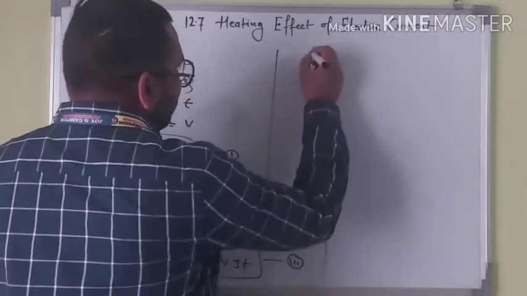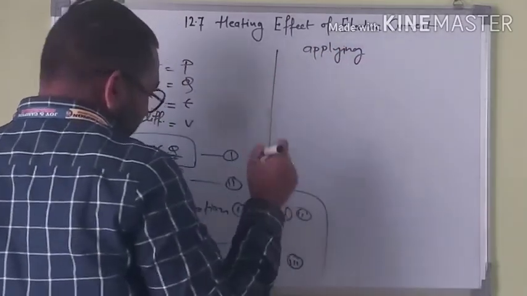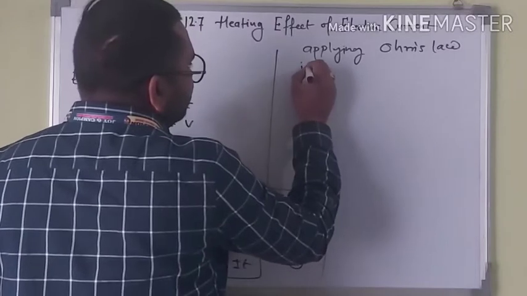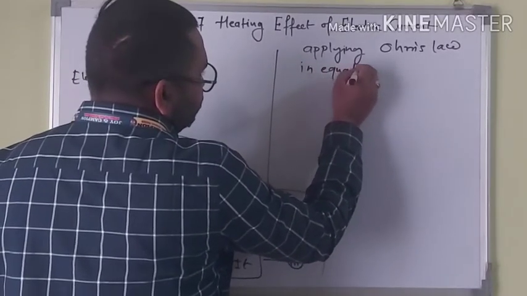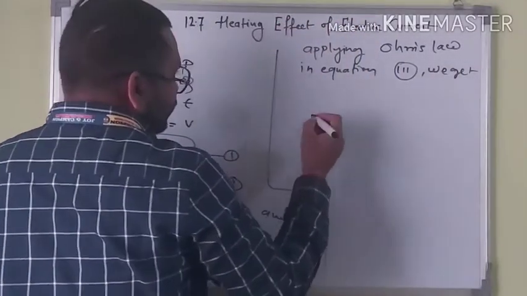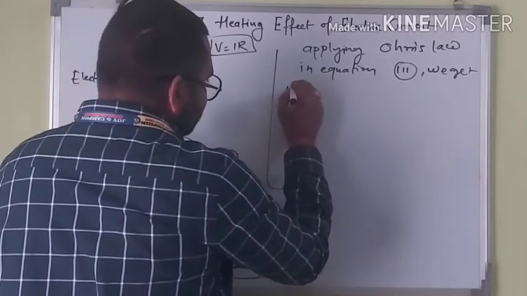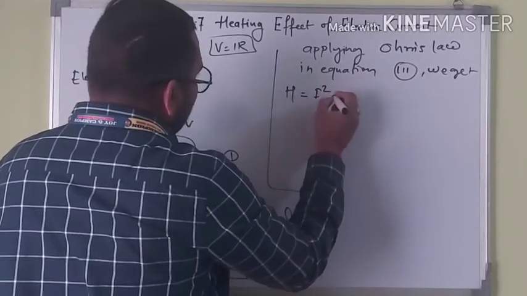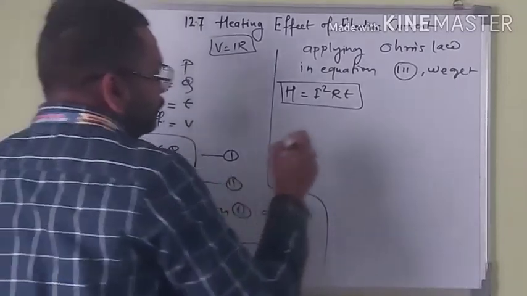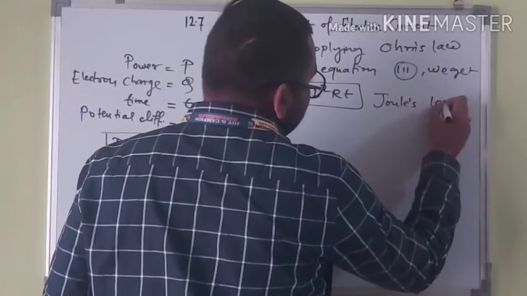Now applying Ohm's law in equation 3: Ohm's law says V equals IR. We put the value of V in equation 3 and we get H equals I square RT. This is called Joule's law.